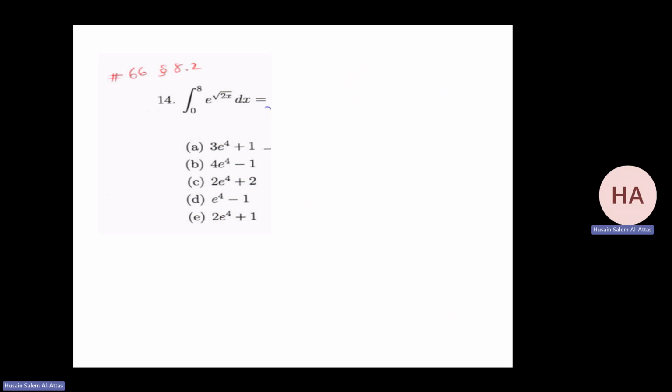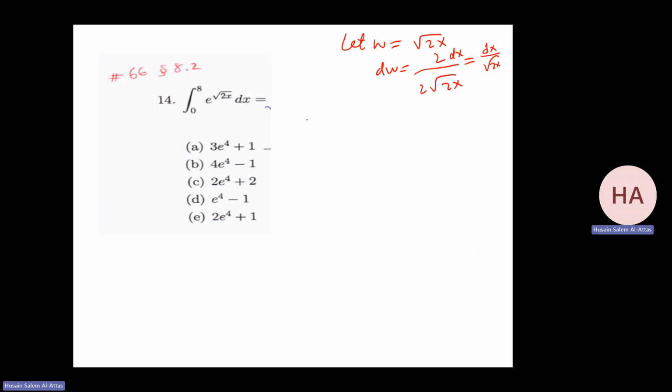e to the power square root of 2x. Yeah, the same idea. I let w be square root of 2x. dw will be what? 1 over 2 square root of this, times the derivative of 2x, which is 2. So dw is 1 over square root of 2x dx. So that will be my dw.